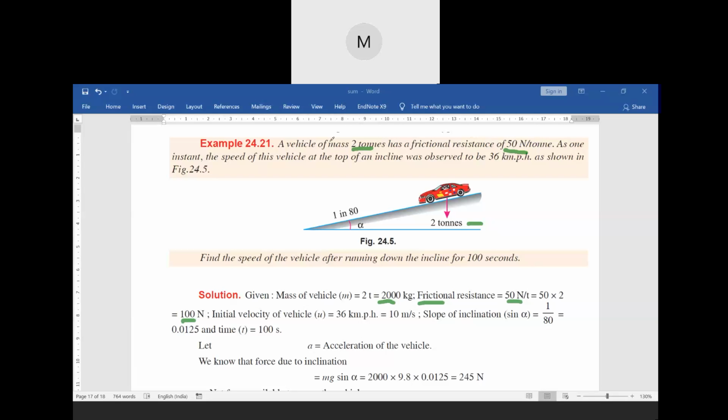Now it is given that the speed of the vehicle at the top, what is the speed of the vehicle? 36 kilometer per hour. Initially at the top here it is 36. If it is 36 here, then you have to find out when the car is coming down an incline for 100 seconds, how much is the speed?